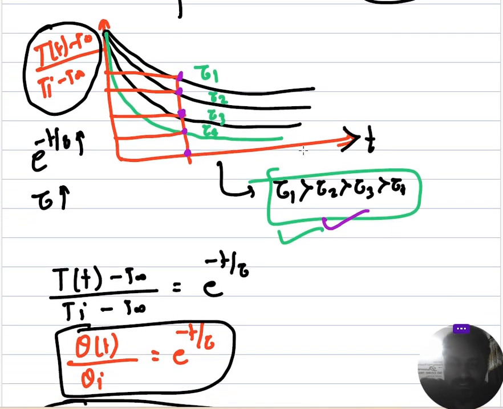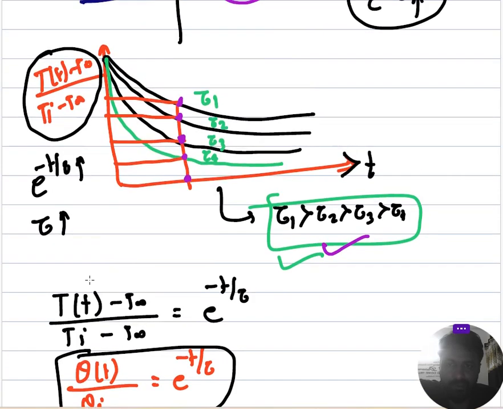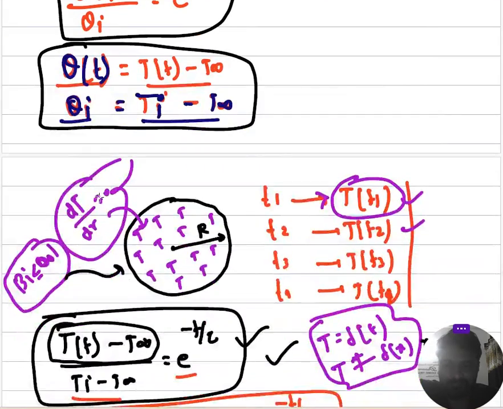Here you can see how they can ask the question from here. Let's say they can ask you the order of tau 1, tau 2, tau 3 if this kind of plot is given to you, right? So from here you can see the formula.